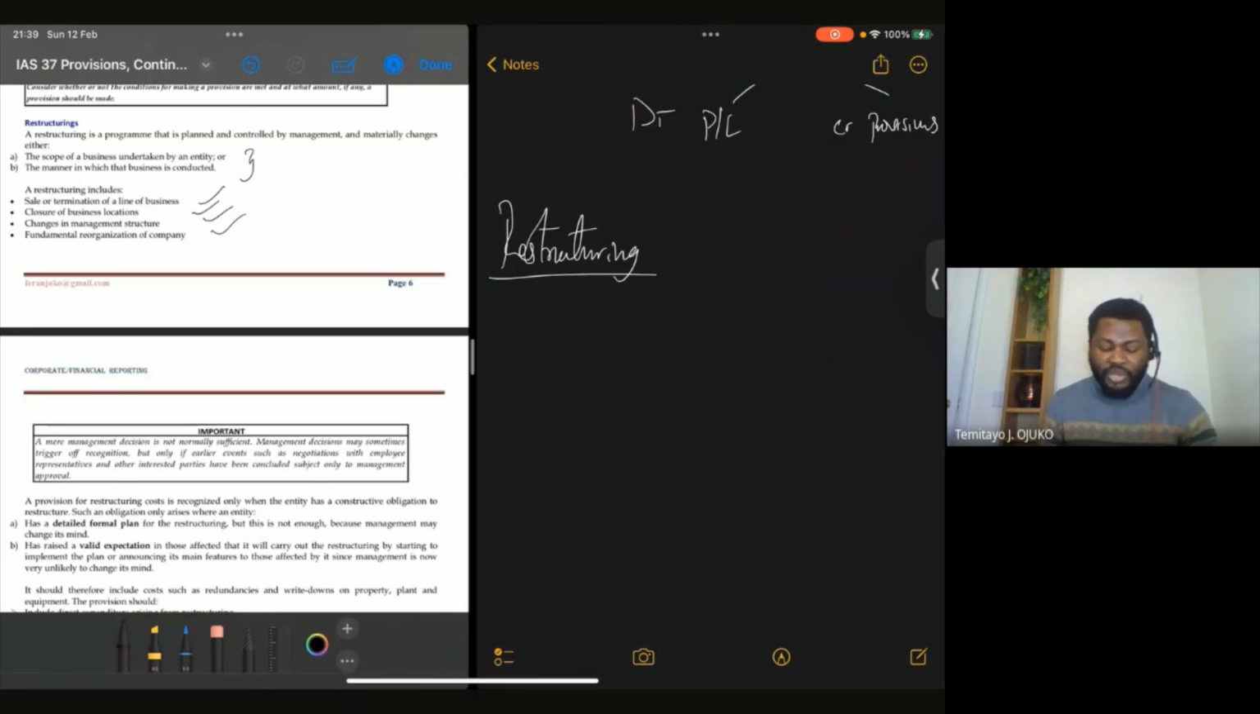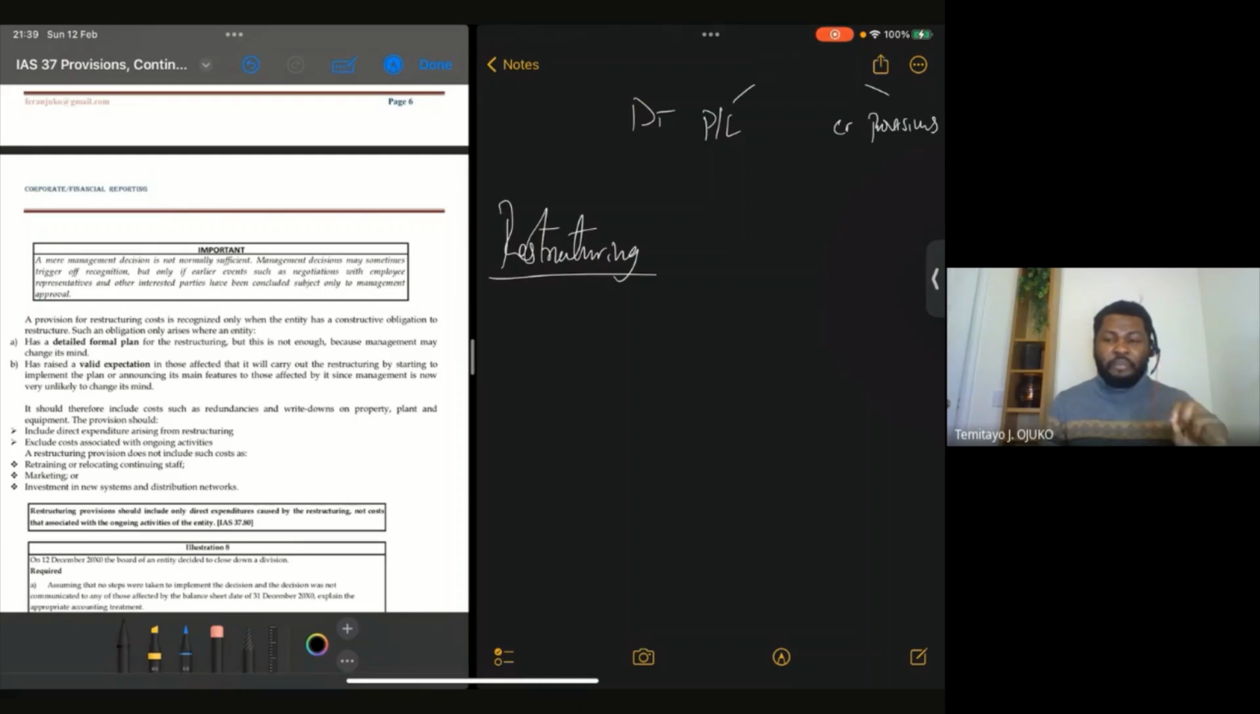Now, let's quickly have this important note. A mere management decision is not sufficient for you to make a provision. Now, what do we mean? That management have decided that we are going to have a restructuring does not mean you are going to make a provision for restructuring. Now, what triggers the provision for restructuring? Management decision may sometimes trigger recognition, but only if earlier events such as negotiation with employee representatives and other interested parties have been concluded, subject only to management approval. Now, let me just quickly explain something.